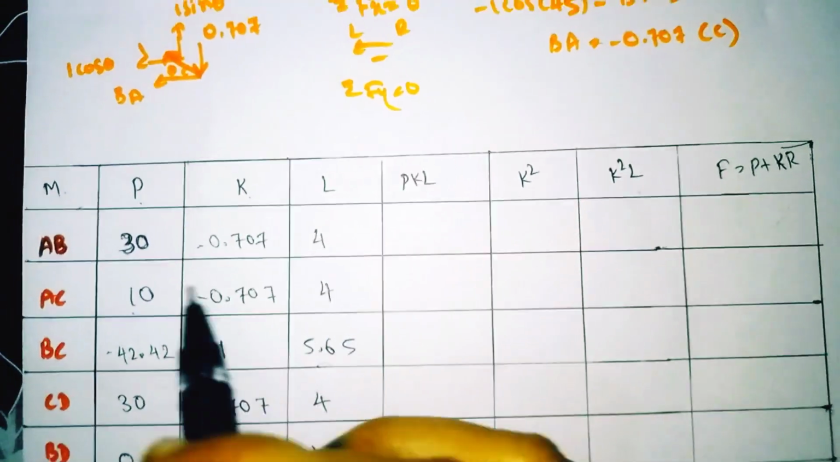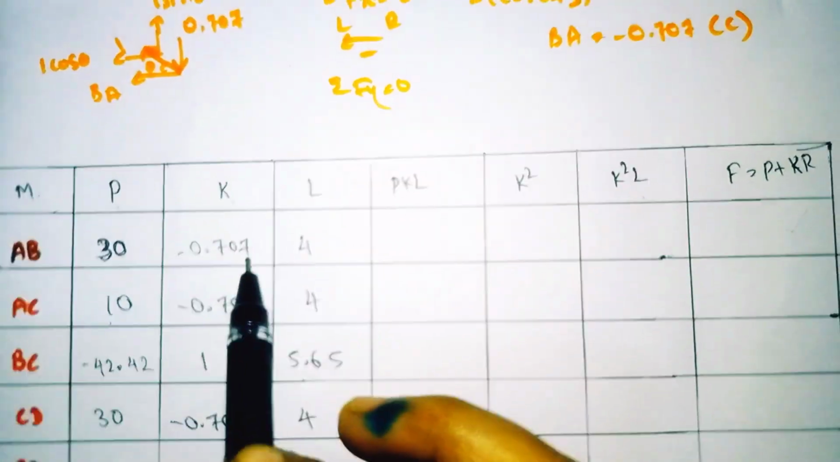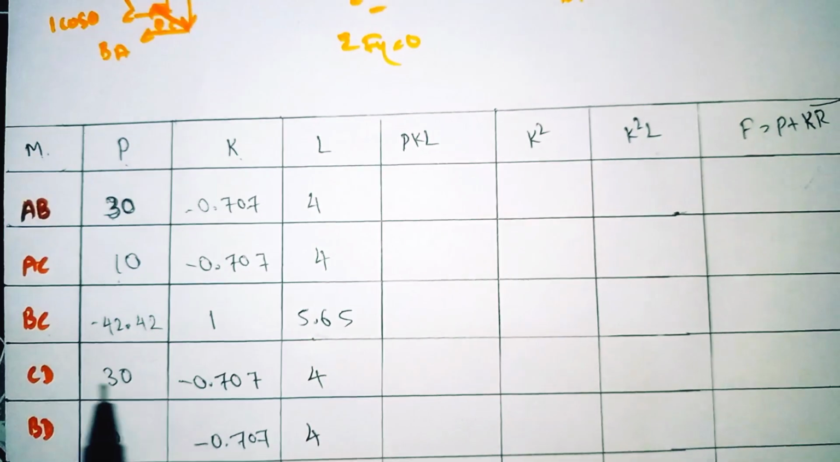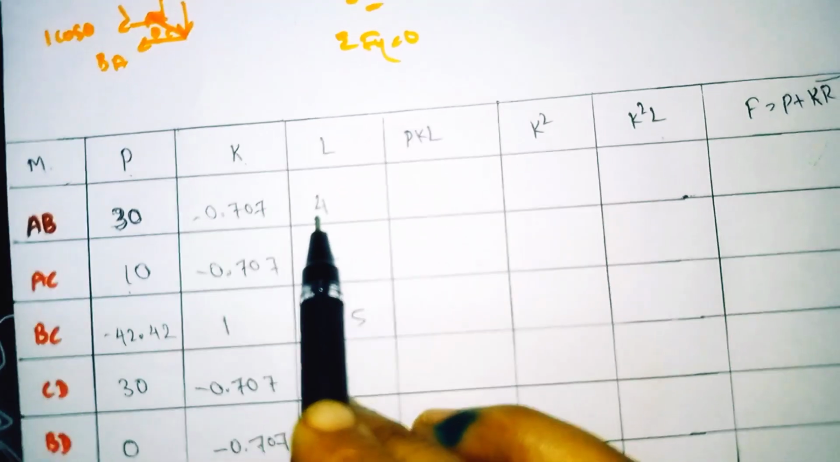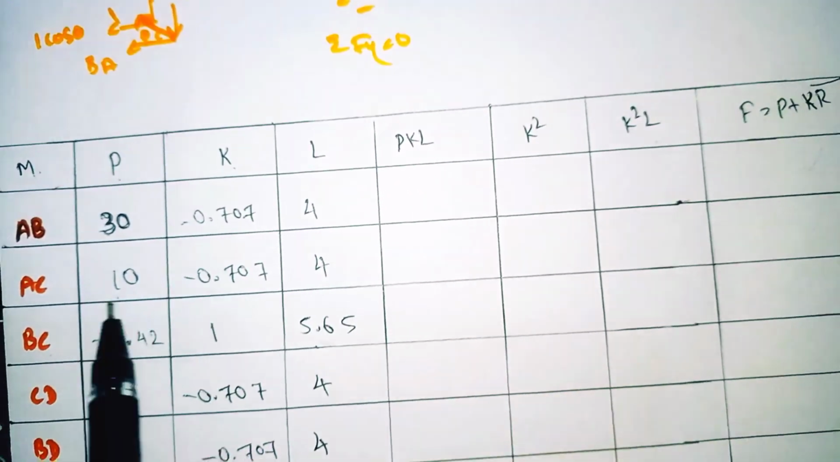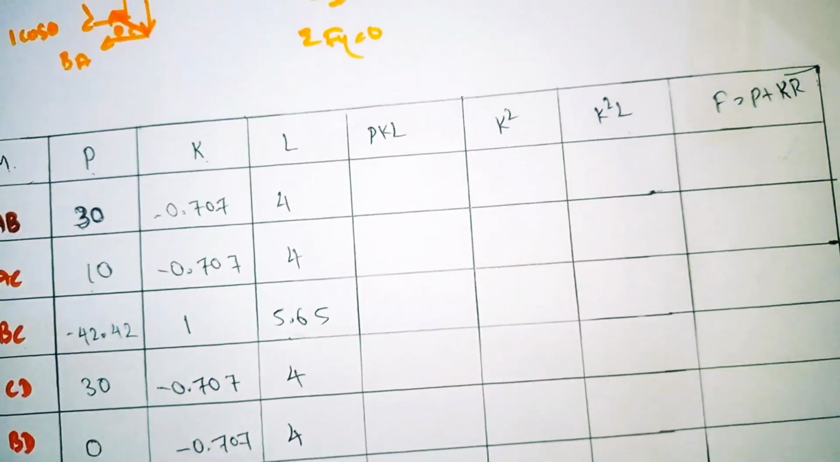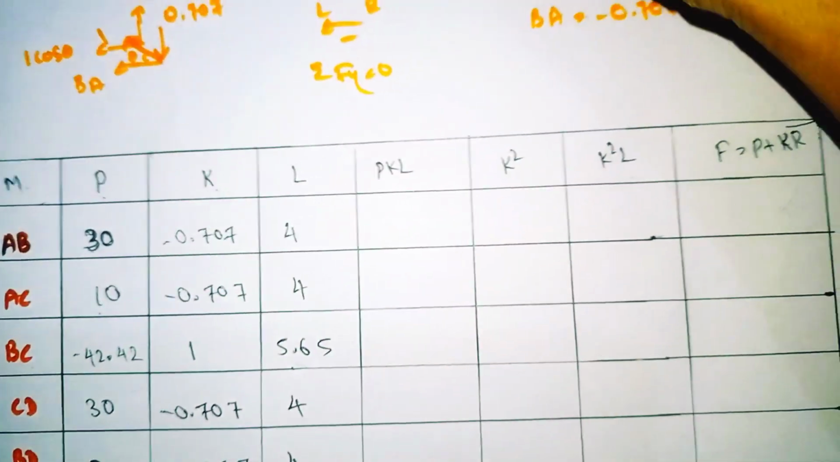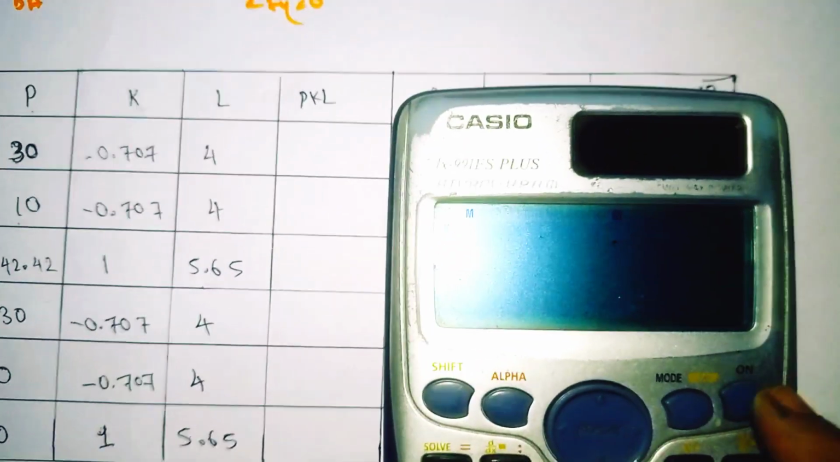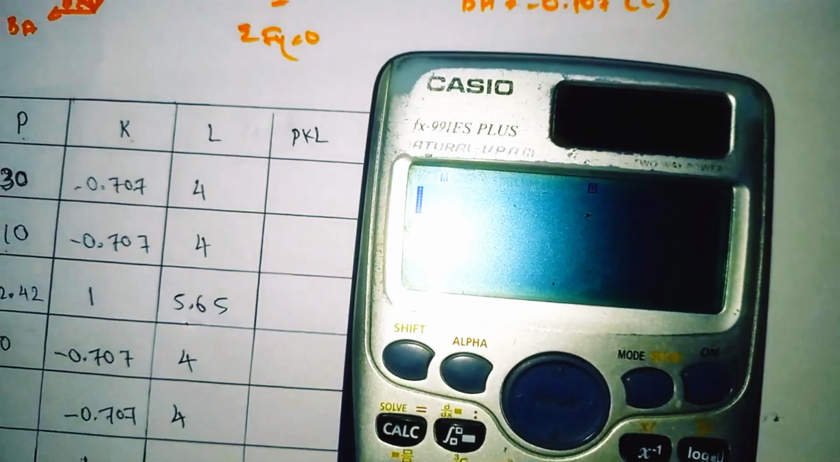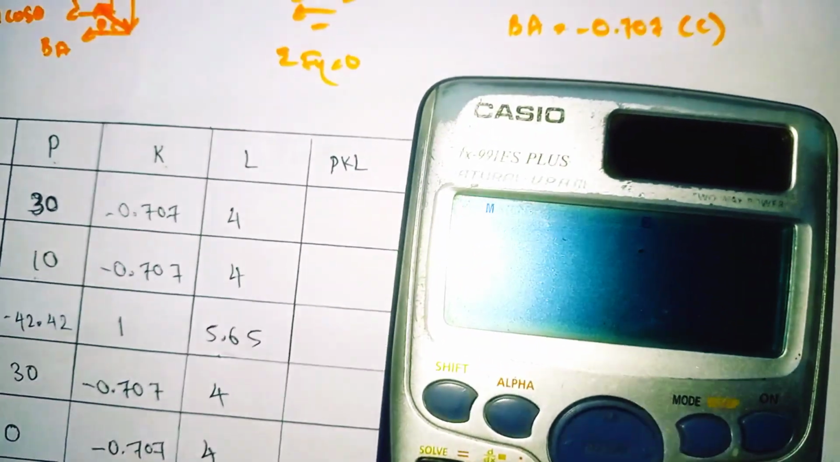Now what we have to do is multiply these three and put it here. Similarly, for the corresponding members, we need to multiply all the values P, K, L and put it here. I will show only two. If I keep calculating all the members, the video will get very lengthy. So that's why I will show only one.